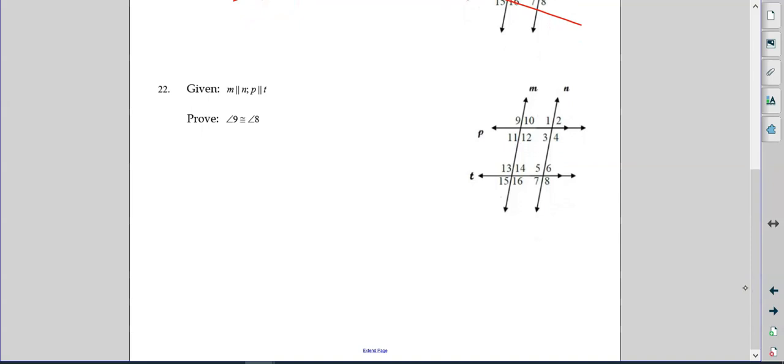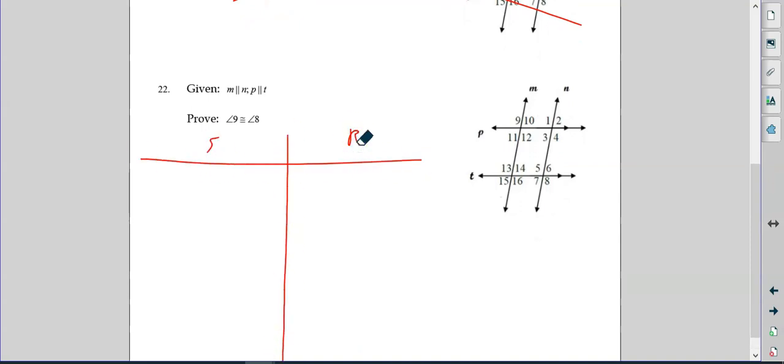All right, so we're given, here's our statement, here's our reasons, I'm just going to abbreviate. M is parallel to N, and P is parallel to T. Given. And we have our marks here. We know they're parallel, and we know these two are parallel also. So everything's parallel. We're good to go playing with what we know how to do. Prove 9 is equal to 8.